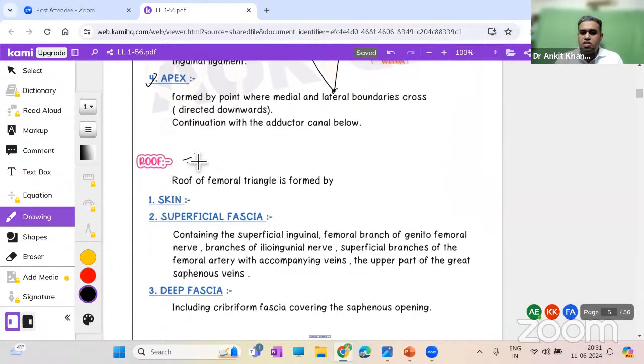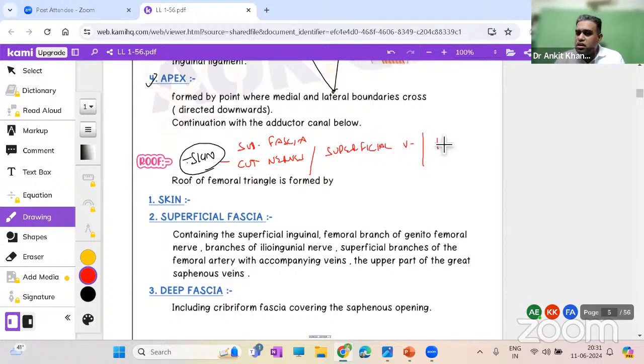Roof is what? Roof is actually close to the skin. So what is present close to the skin always in our body? Apply logical common sense. We will have skin, we will have superficial fascia. What is there in the superficial fascia and skin? Obviously, the cutaneous nerves. Very good. And superficial veins will be there. These are a few things which will obviously be there, and obviously some superficial lymph nodes, or we can call them the inguinal lymph nodes over here. These are things that we will find in the roof part.